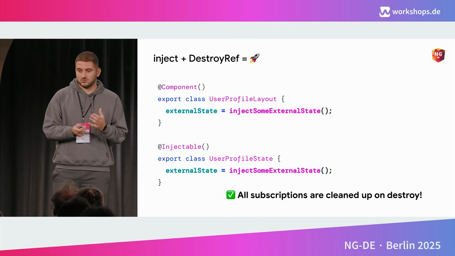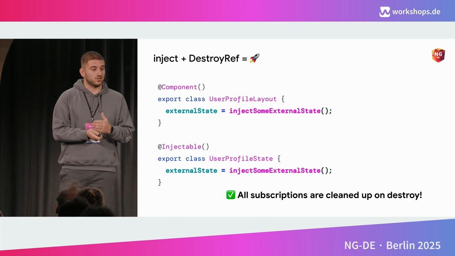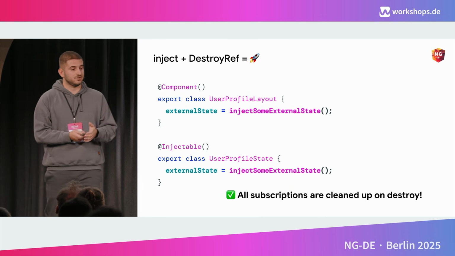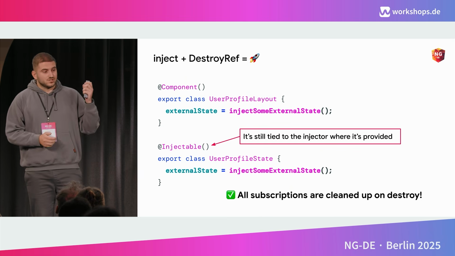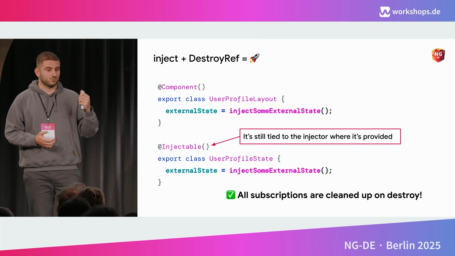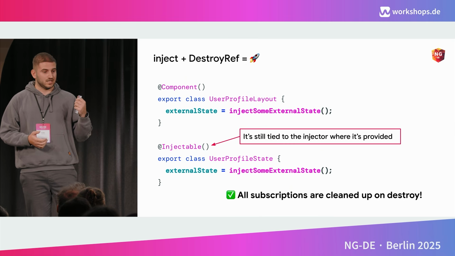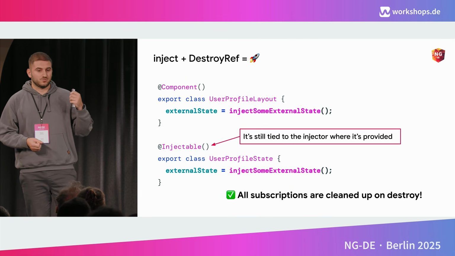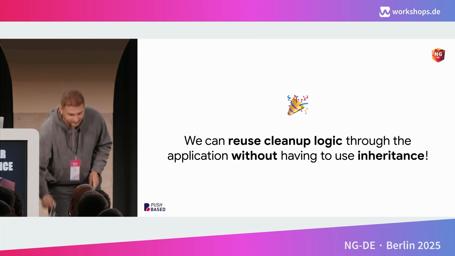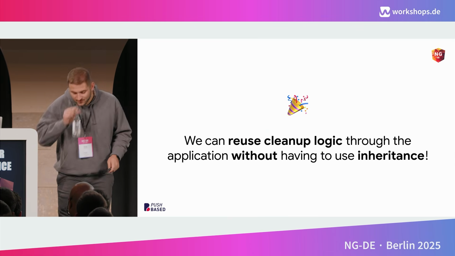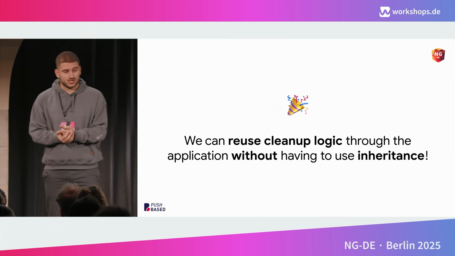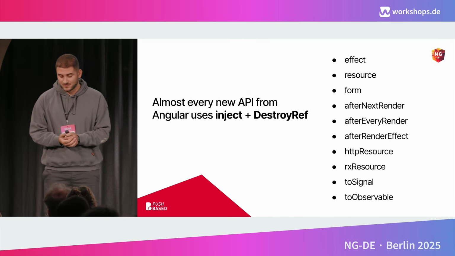So, a core thing is that we make sure that all the subscriptions are cleaned up, because we always clean up, even though we call them inside functions. The injectable there is not provided in root, so it's still tied to its provider scope or injection scope. So if you provide it in bootstrap application, that subscription that you may have there probably will never get cleaned up. So we can reuse cleanup logic throughout the application without having to use inheritance, and that's a big win.